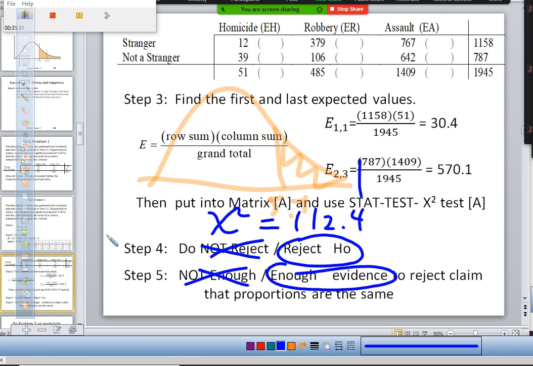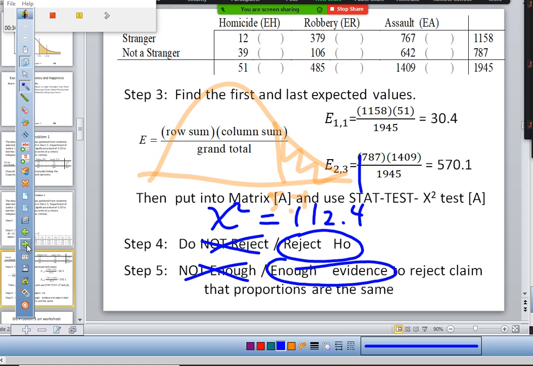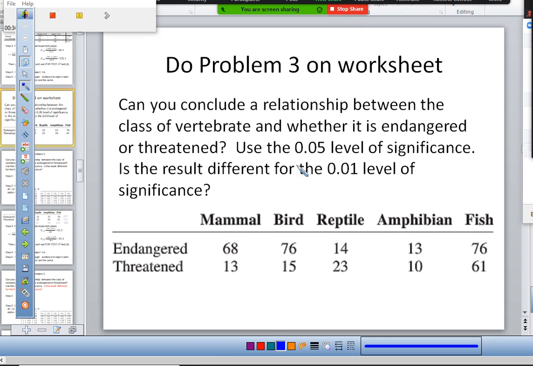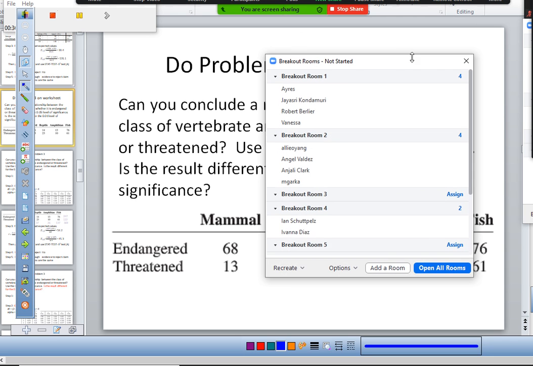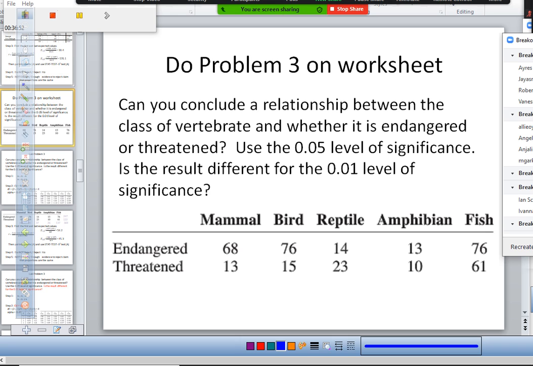All right, so we're working on the last page of the chapter 11 notes, which is right before the 11.3 notes start. It's all one big packet if you got it from me. The top one was the happiness one we just did, and this bottom lab problem 3 is the endangered, threatened part here: mammals, birds, reptiles. So you're going to go ahead and do this problem here. And like I said, take a break from 6 to 6:10, and I'll put you back in at 6:10.